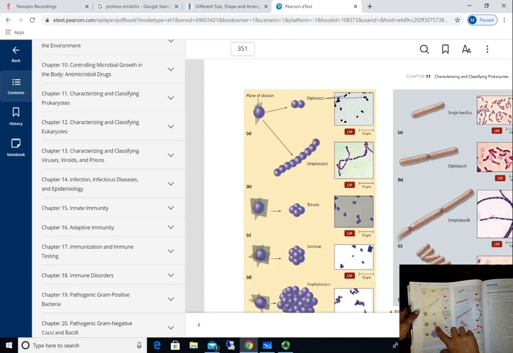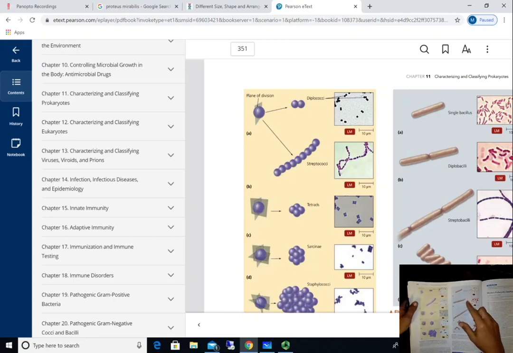Some of them grow in tetrads. Some of them grow in what we call sarcinae, which is a group of 8. And then some have a clustering arrangement that looks like grapes, and those are staphylococci. These are all describing a number of arrangements of cocci. You notice they have 1, 2, 3, 4 different planes that they can divide in.